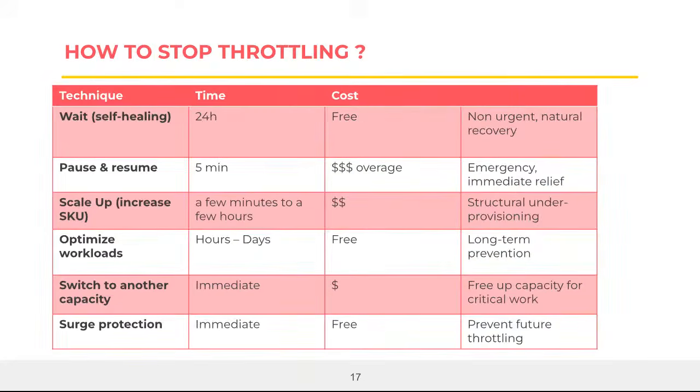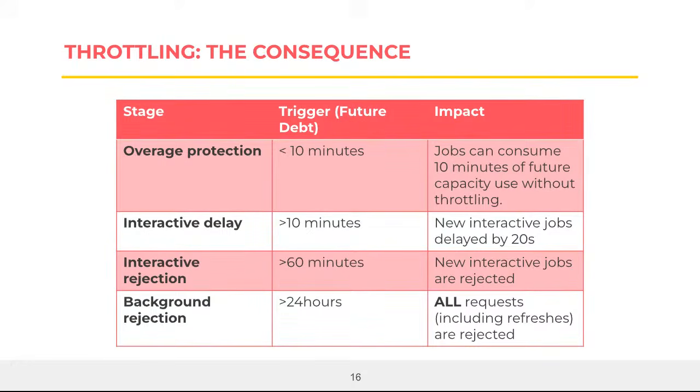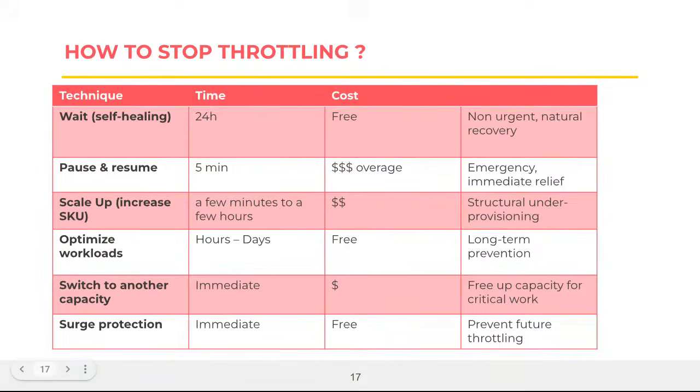So when you are facing a throttling, what can you do? There are a few strategies you can take. The first one is the easiest one. You can wait. You have to wait more or less 24 hours, and after 24 hours, you will reimburse your debt to Microsoft. And so in this case, you can start to reuse your capacity.